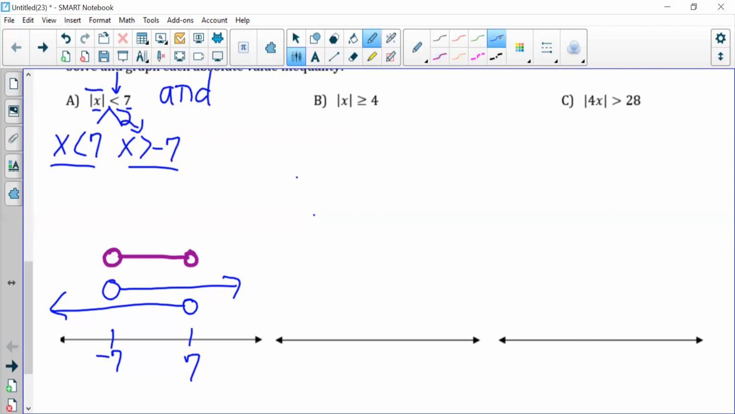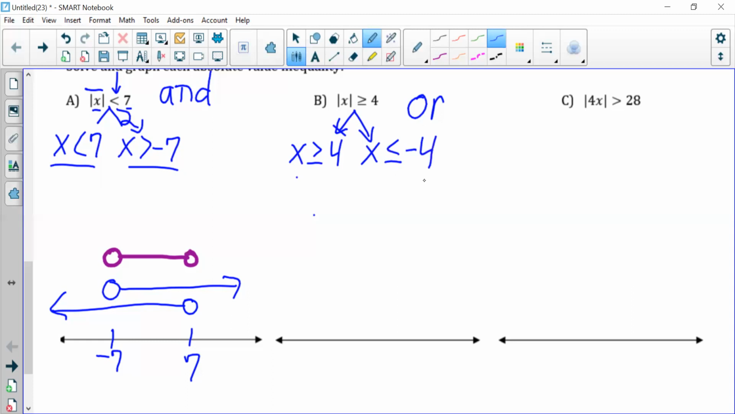Go back to the next one here. Look, this is a greater than. So remember I said greater. So this is going to be an or. Once again, we can go ahead and split it. Remember when you're splitting it, your first equation is inside the absolute value, same operator. The second one, inside the absolute value, flip the operator, make the right side negative.